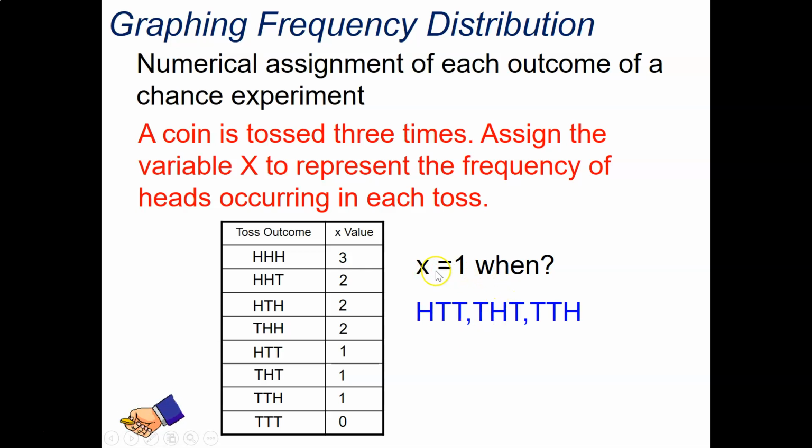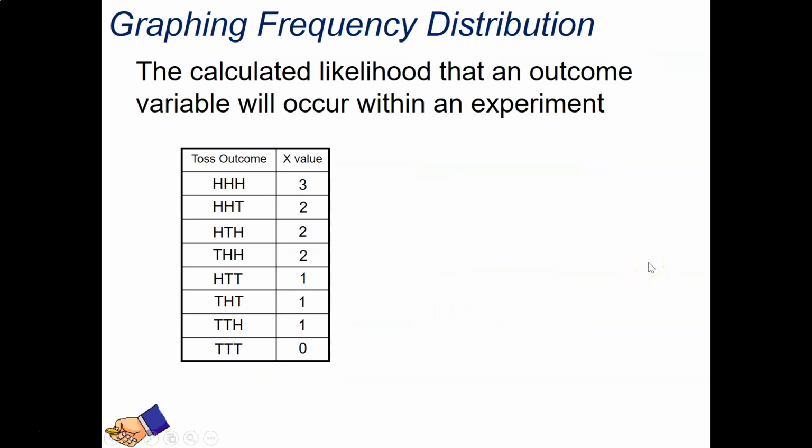So the question is, when is x 1? Well, that's when heads only occurs once, so that would be your first toss, your second toss, or your third toss being heads, and the other 2 being tails. The calculated likelihood that an outcome, a variable, will occur.